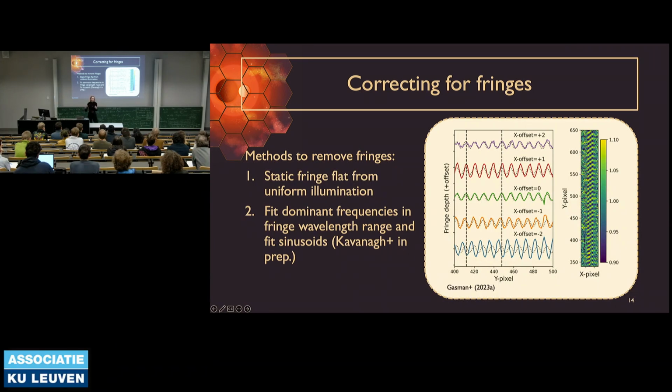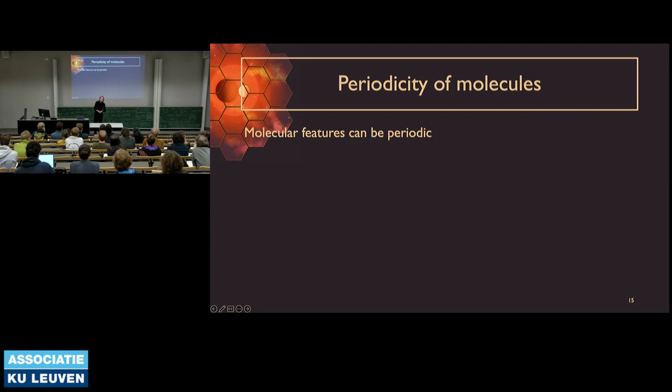Which means that there's an extra correction in the pipeline, which is the residual fringe correction, which looks for dominant frequencies in kind of the expected range of what we think the fringes will look like, and kind of divides these out using a sinusoid. This cleans up your spectrum quite well. Unfortunately, it might also clean up your molecules, because molecules can be periodic, and they can have periods that are very similar to what you would expect from the fringes.